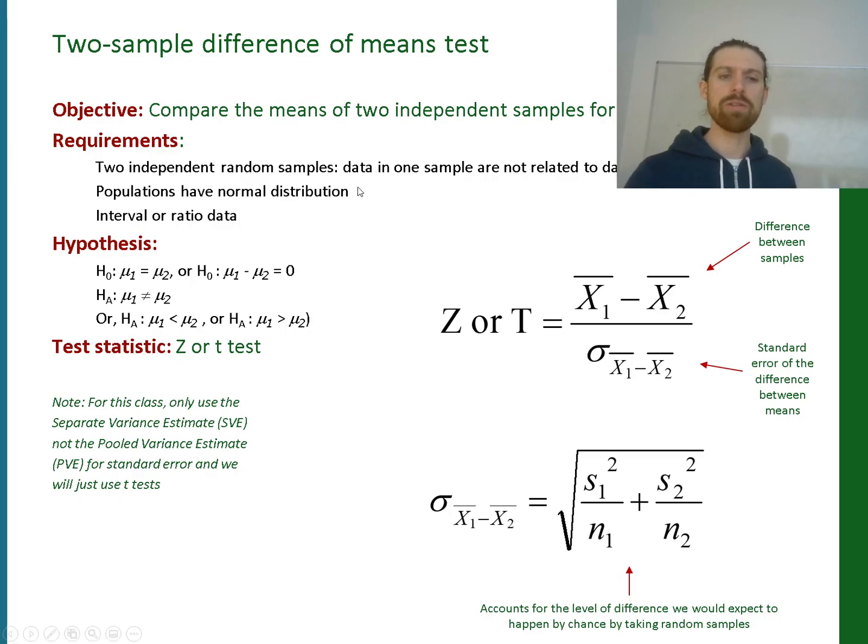Or you could use a directional hypothesis here, where we're saying that the mean of the first sample is significantly lower than the second sample, or the alternative down here is that the mean of the first sample is significantly higher than the second sample, okay?